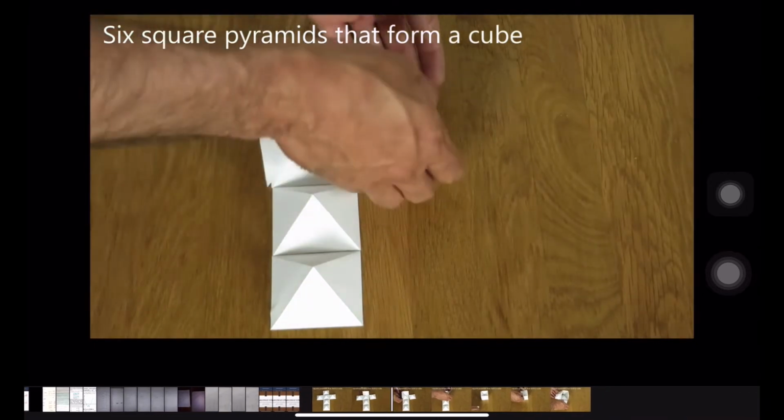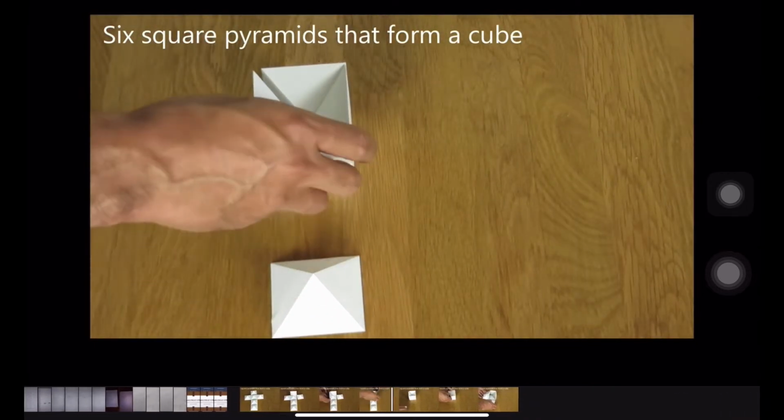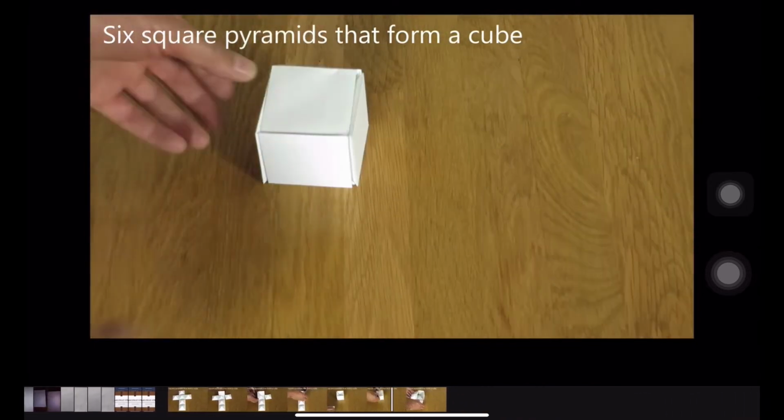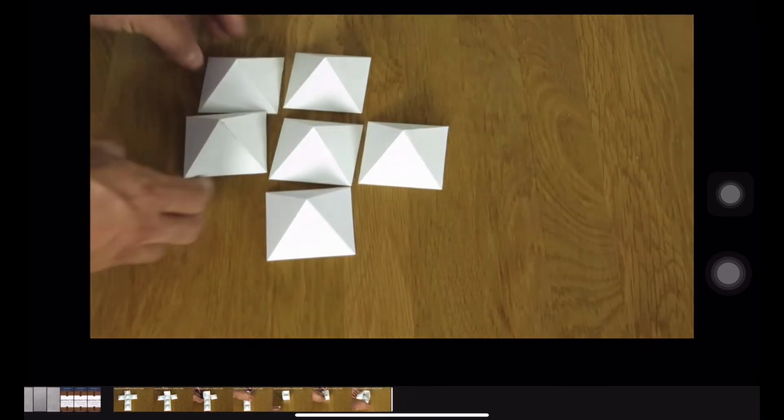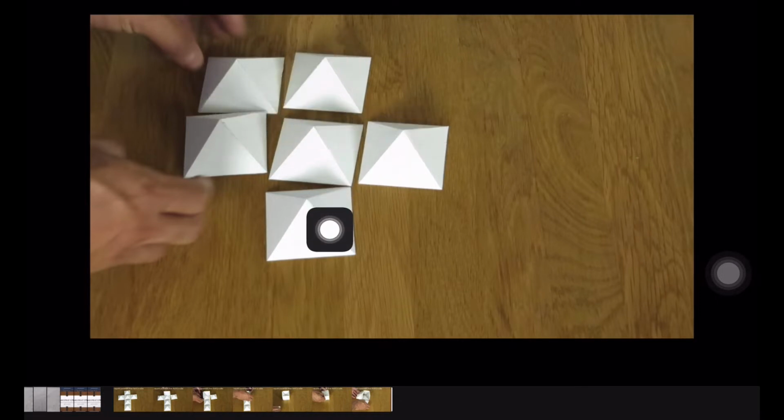Okay, nampak tak? Kita ada 6 piramid, okay, membentuk satu cube. Boleh? Okay, tengok di sini. Kita ada 1, 2, 3, 4, 5, 6. 6 piramid, okay, yang ada base yang sama, okay, membentuk satu cube, kalau kita cantumkan dia bersama.